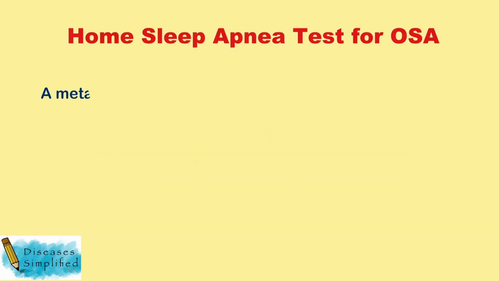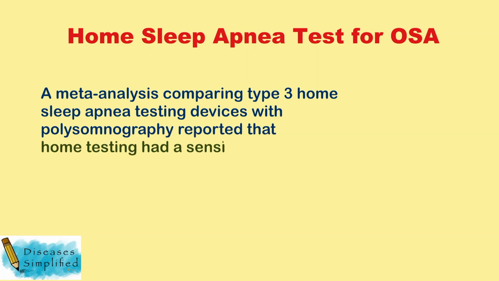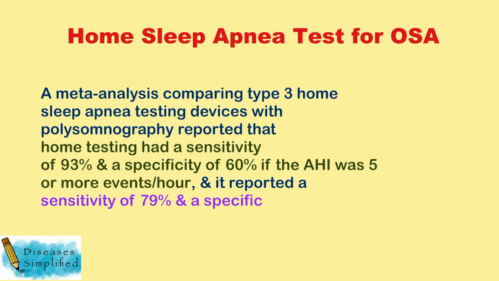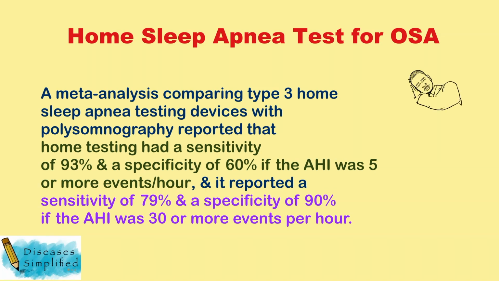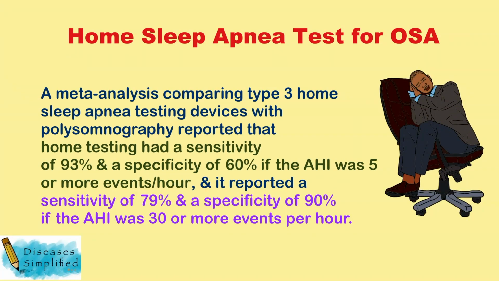assessment of sleep. A meta-analysis of 19 studies comparing type 3 home sleep apnea testing devices with polysomnography in adults with suspected sleep-disordered breathing reported that home sleep apnea testing had a sensitivity of 93% and a specificity of 60% if the AHI was 5 or more events per hour, and it reported a sensitivity of 79% and a specificity of 90% if the AHI was 30 or more events per hour.